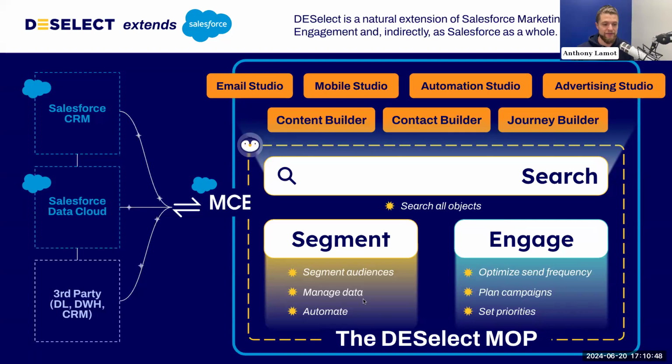They really use it to actively manage their data, going from structuring their data model to deduplicating and automating a lot of data processes. It's been really astounding to me to see customers sometimes automate more than 90% of their segmentation, for instance, through our module. And then the other module is Engage, which allows you to optimize send frequency, but also plan campaigns. There's a big campaign planner module and allows you to set priorities.